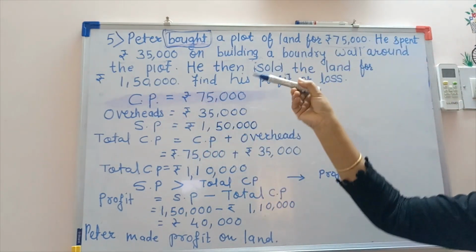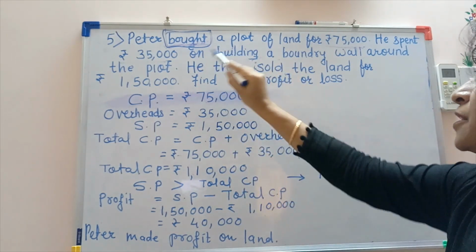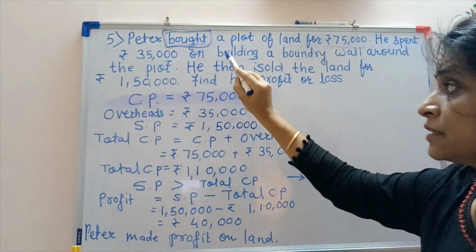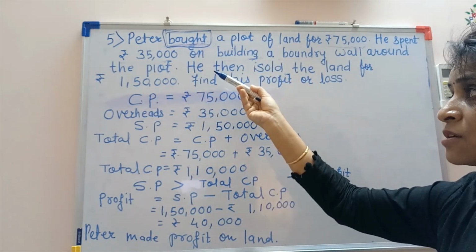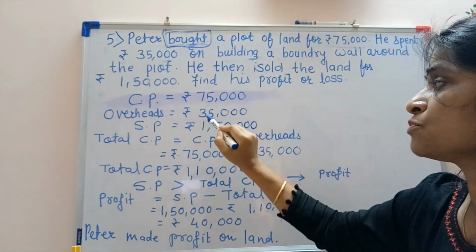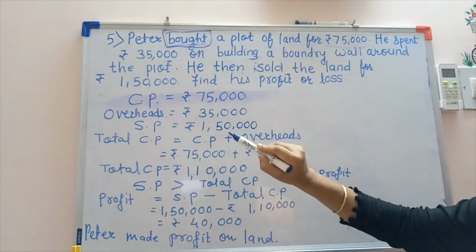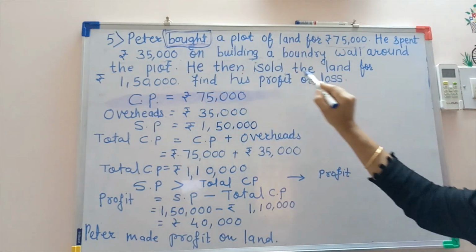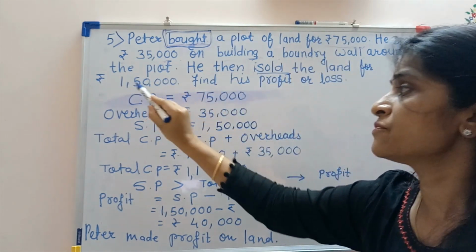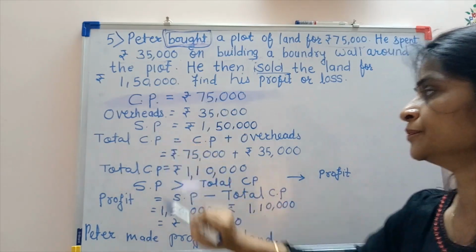Now after that what has he done? He has done the extra expenses. That is, he built a boundary wall around the plot. This is the extra expenses, so this is nothing but the overheads. That means the overheads is equal to rupees 35,000. After that he sold the plot. The selling price of the land is rupees 1,50,000. That is the SP.